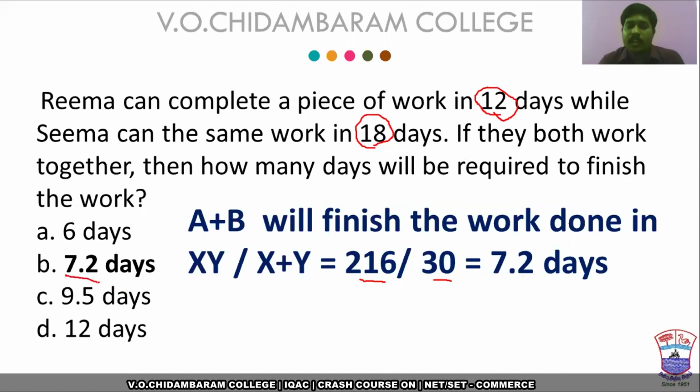Some may ask, sir, how is this problem solved by this equation? It's very simple. A's work done is 1 by x. Therefore, it will be 1 by 12. And B's work done is 1 by 18.